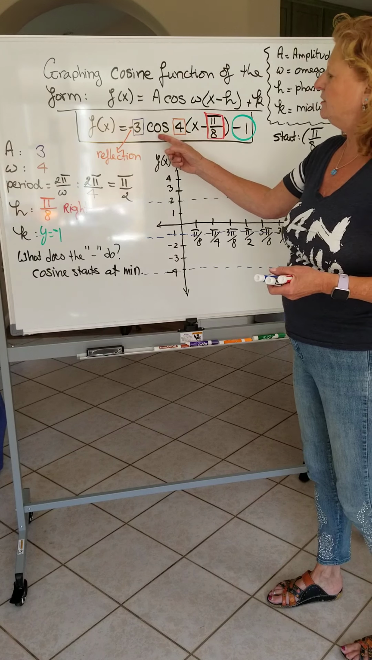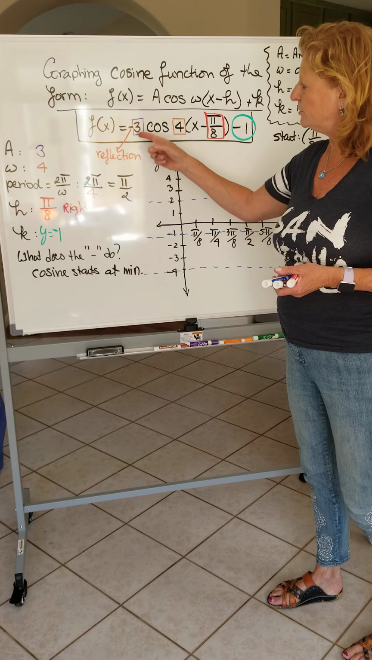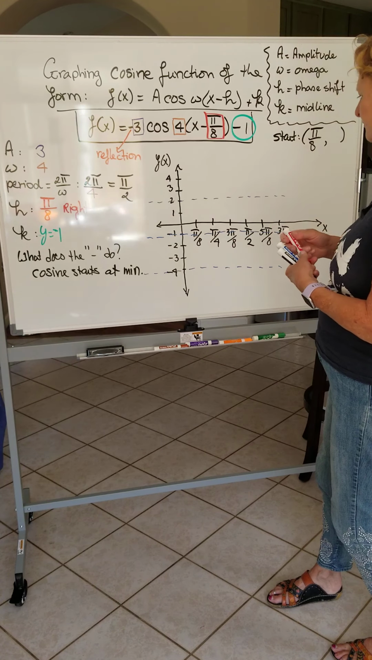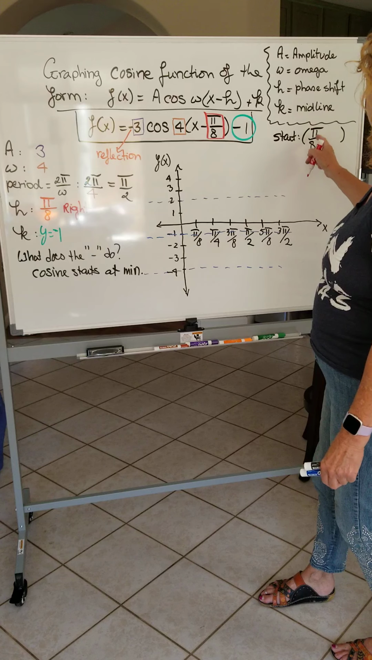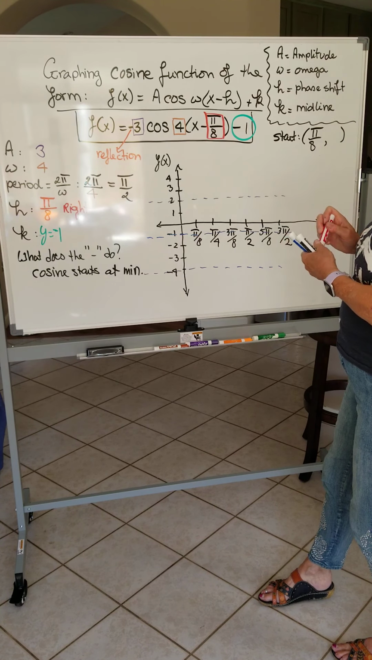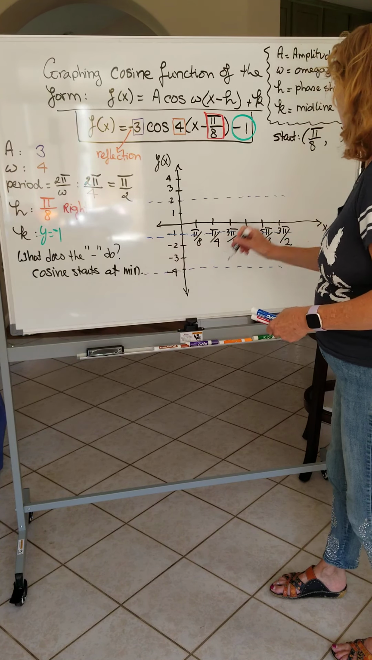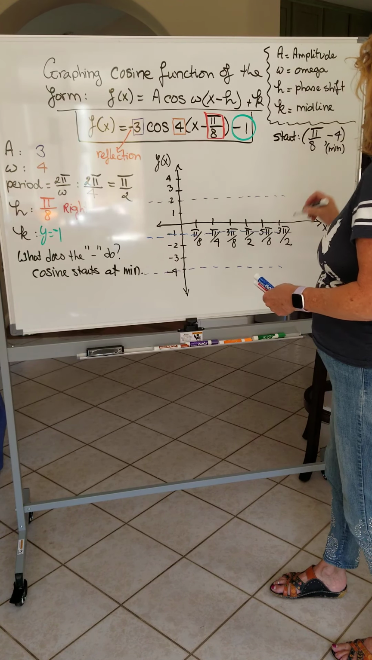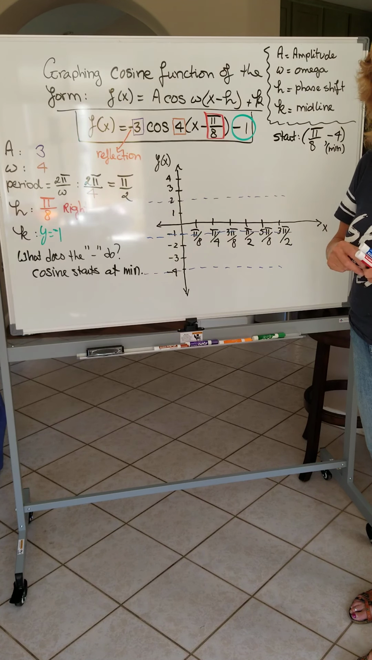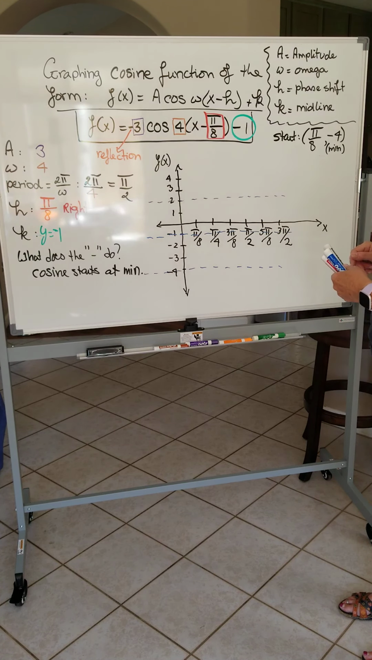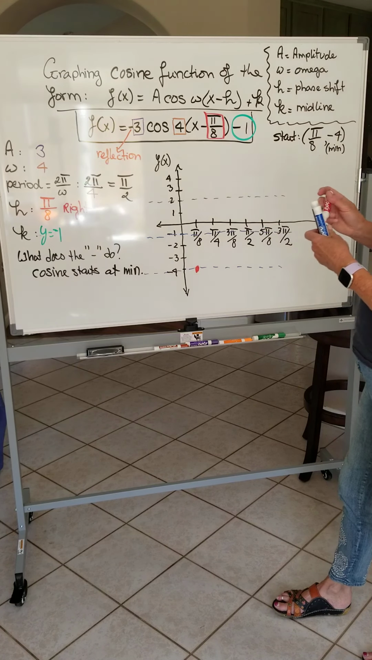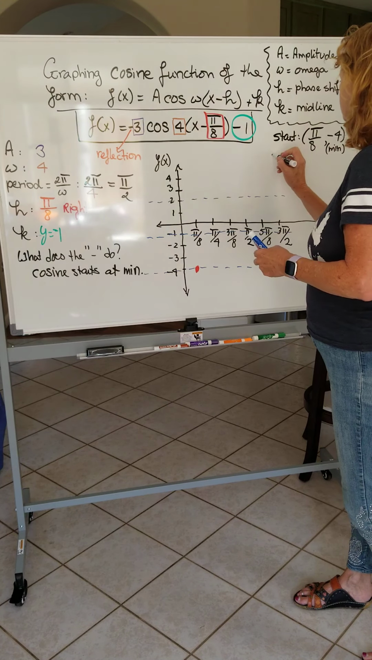So normally we said that the cosine starts at the maximum. However, due to that negative, we know that the cosine starts at a minimum. The x-coordinate is pi over 8. My y-coordinate, therefore, is -4. So you may want to write there, this cosine function starts at a minimum because of the reflection. All right. So I'm going to put a dot at pi over 8, -4. And then, where is it going to end?